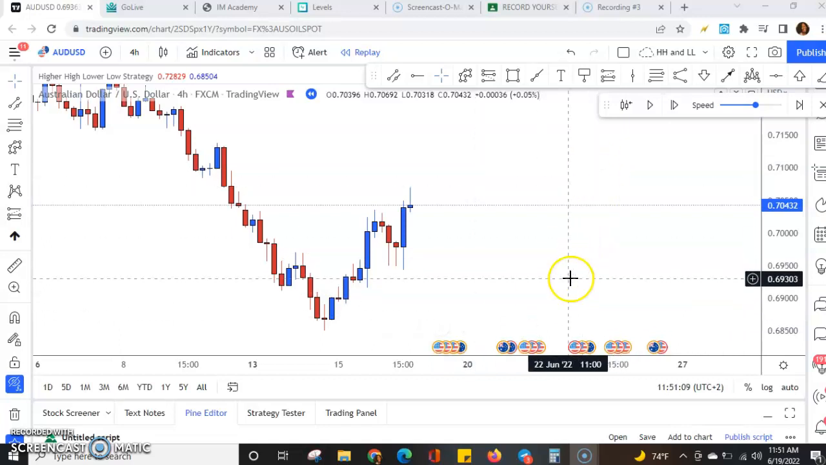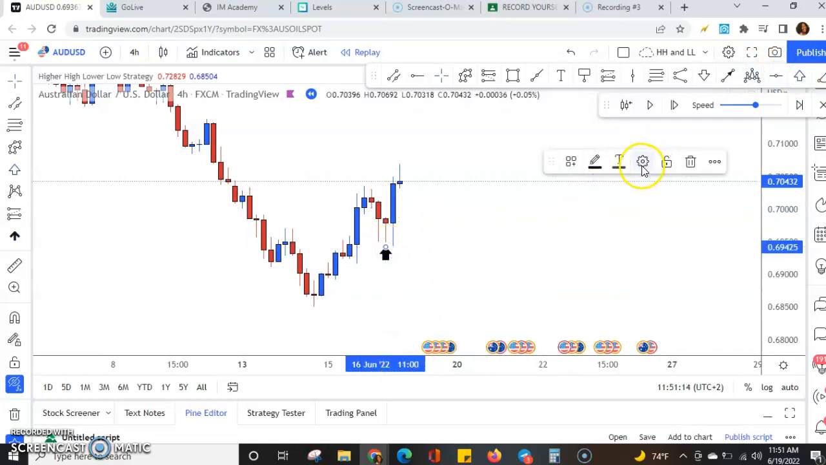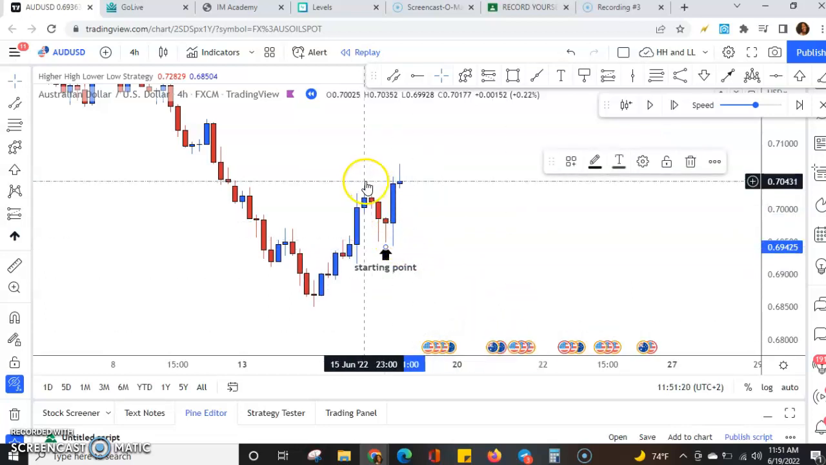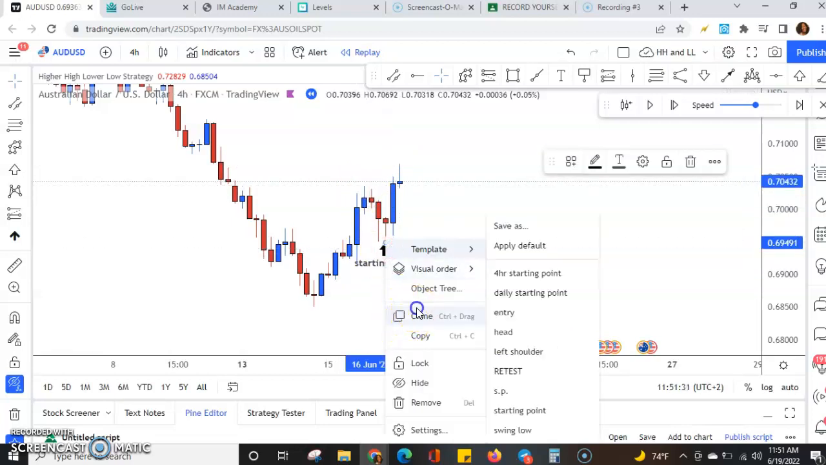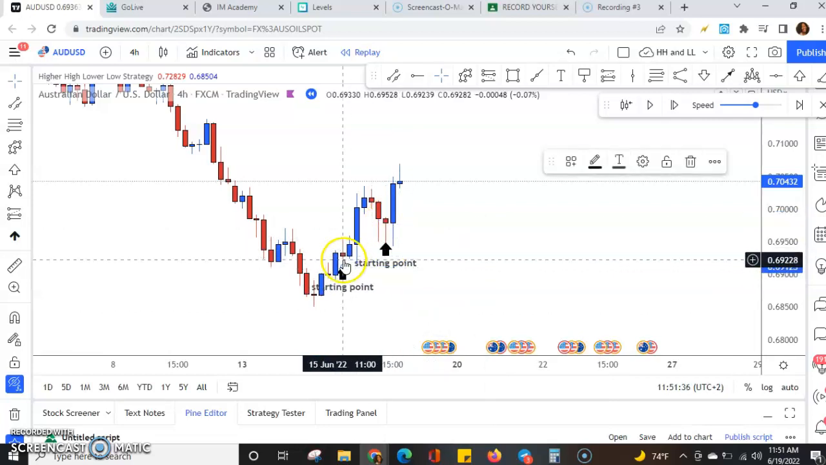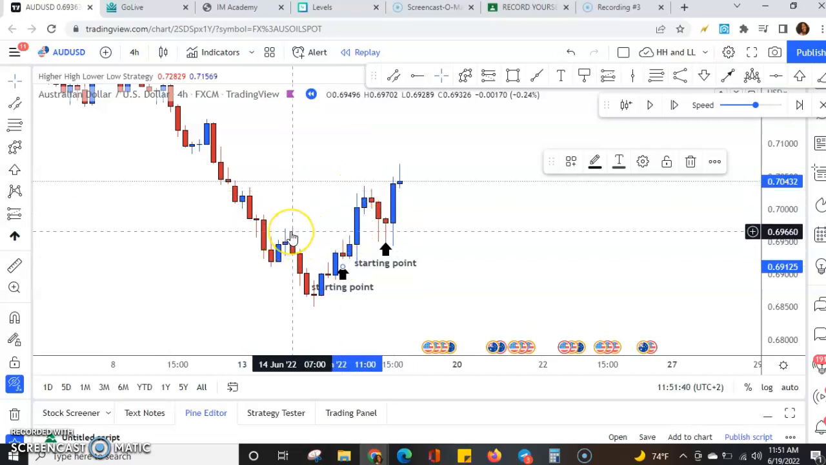So in this particular setup right here, I will identify this candle as my starting point because it pushes the market above the previous high right here. So this candle, this move right here, this low right here, pushed the market up and it closed below this previous high. Now, before this move had happened, this used to be the starting point. Why? Because it was this move right here that pushed the market above this high when that was the previous high.